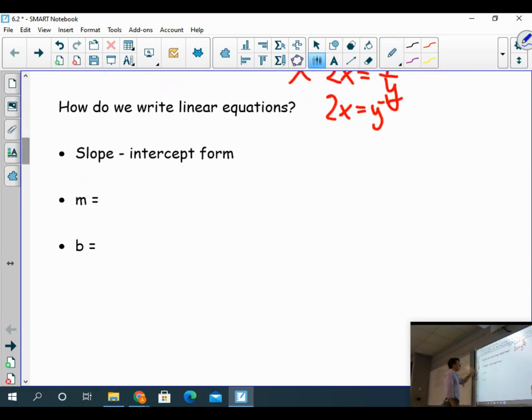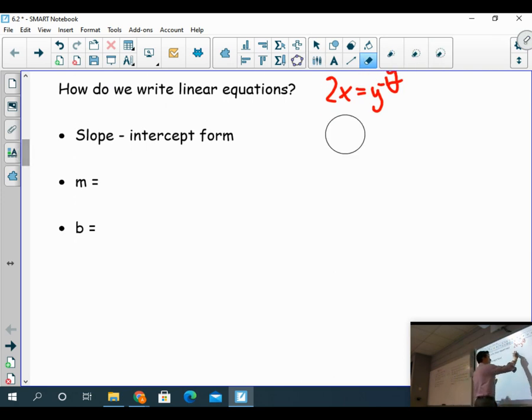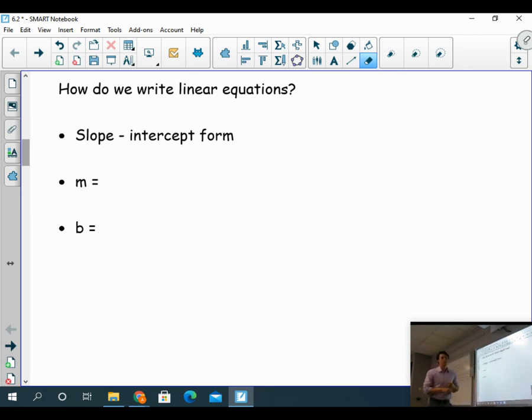So we've got a basis in linear equations now. The question is, how do we write linear equations? And you're going to learn in the next 3 sections that there are 3 different ways of writing linear equations, algebraically speaking. The first that we are going to learn about is slope-intercept form. What is slope-intercept form?